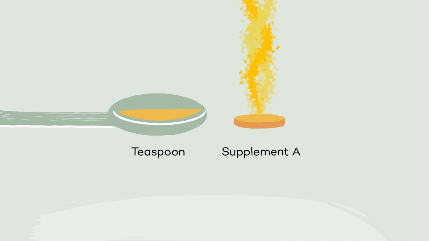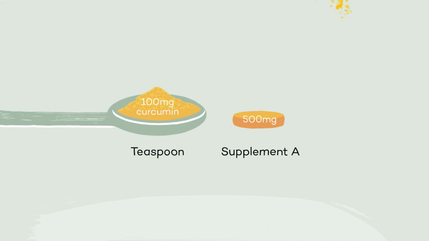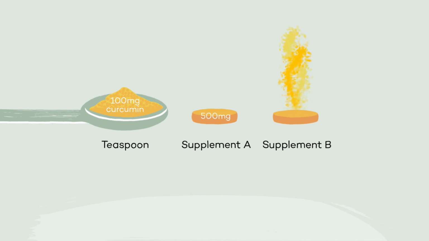Then, let's consider supplement A. It's a tablet and contains 5 times as much, or 500 milligrams, of pure curcumin. But curcumin still has a low bioavailability, and 5 times more might make it into the body. Supplement B contains only 100 milligrams of curcumin, just 1/5 of supplement A, and the same amount as that whole teaspoon.